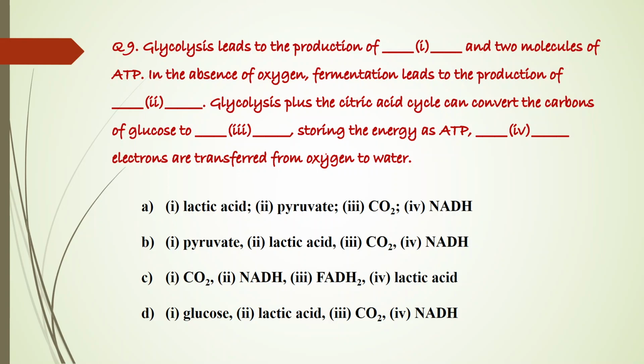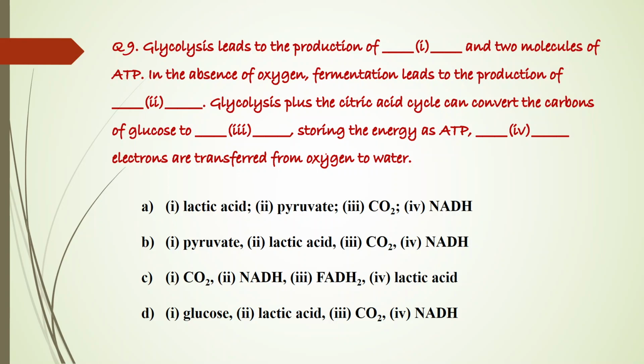At the beginning of the session, I have written down the equation involving glycolysis. There you can see we have formation of 2 moles of pyruvate along with formation of 2 molecules of ATP. Next is, in the absence of oxygen, fermentation leads to the production of what? The second blank that we need to fill. We have discussed this question as well. So what was fermentation? Involving glycolysis as well as the oxidation of NADH to NAD+. Together we call them fermentation.